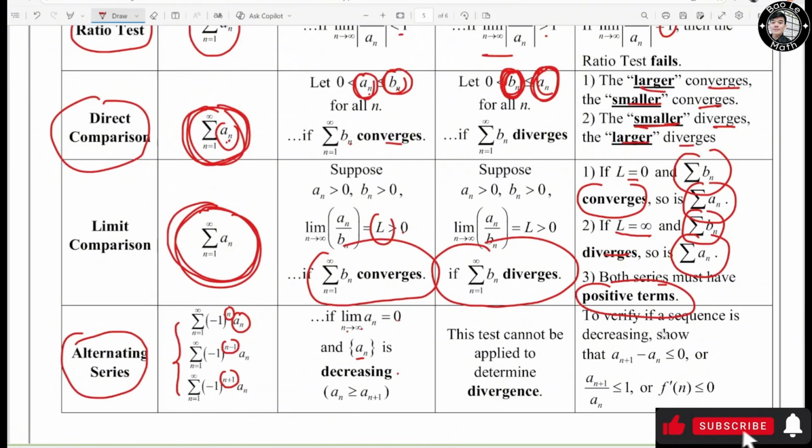Now, note that to verify if the sequence is decreasing, you need to show that a sub n plus 1 minus a sub n is less than or equal to 0. Or you can use this one right here, a sub n plus 1 over a sub n less than or equal to 1. Or f prime of n less than or equal to 0. So, this one and this one are the most popular ways to do it.